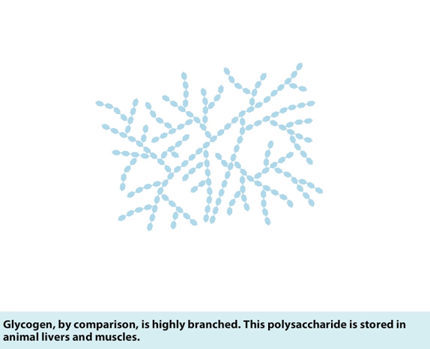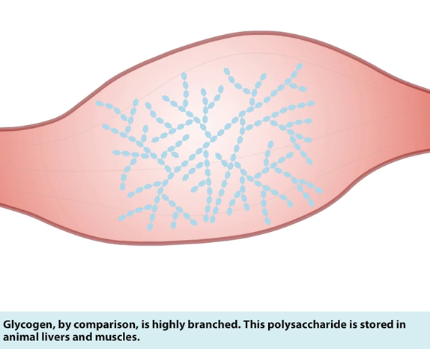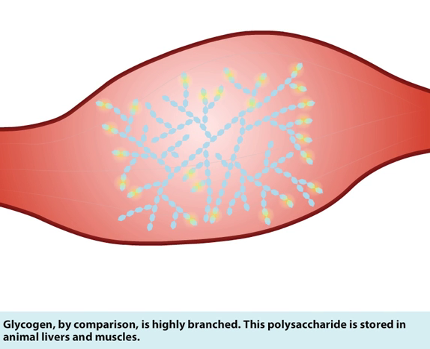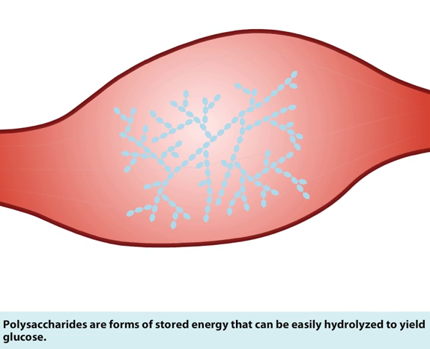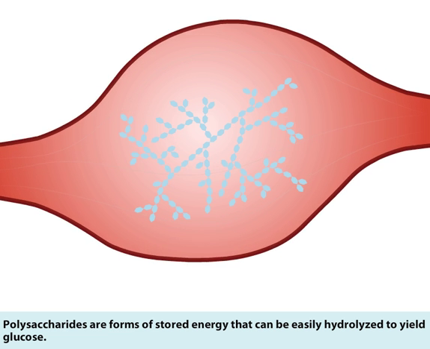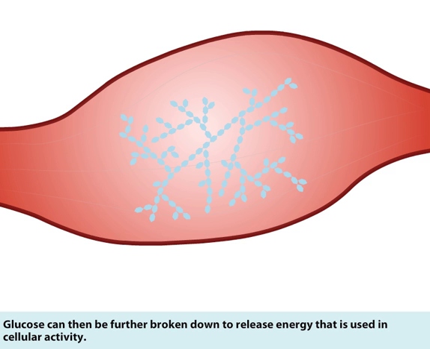This polysaccharide is stored in animal livers and muscles. Polysaccharides are forms of stored energy that can be easily hydrolyzed to yield glucose. Glucose can then be further broken down to release energy that's used in cellular activity.